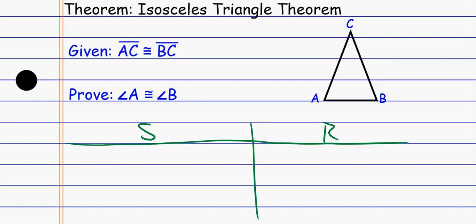Prove those base angles are the same. And so I start with what I'm given. Let me mark it over here that these are congruent, okay? So AC is congruent to BC. And again, that's given. From here, if I have a triangle where two of the sides are the same, I can say that this thing is an isosceles triangle.